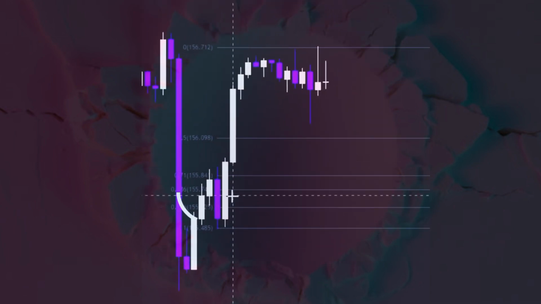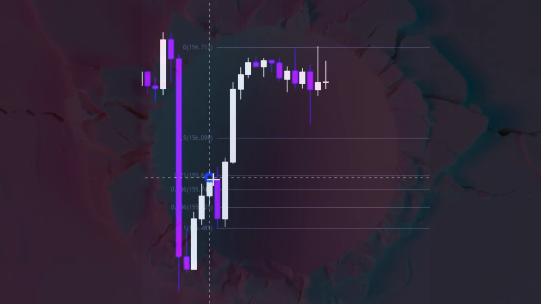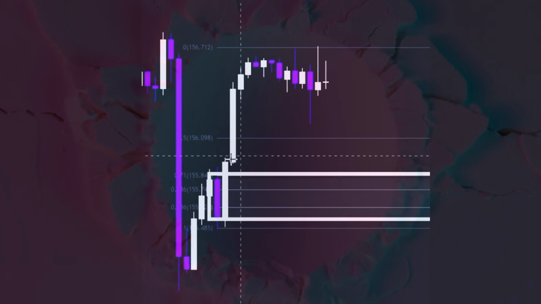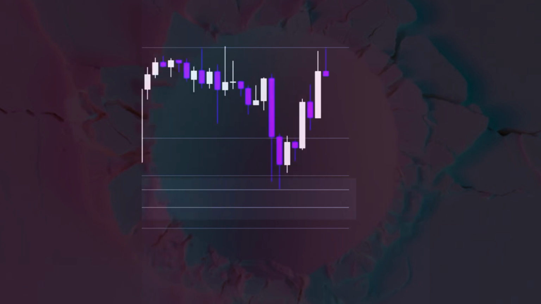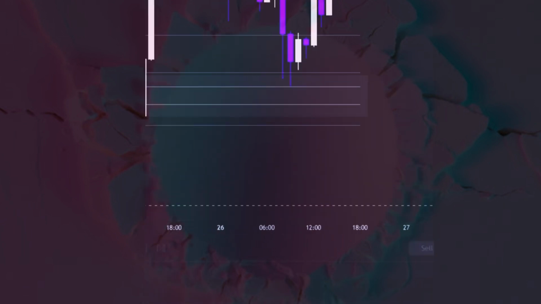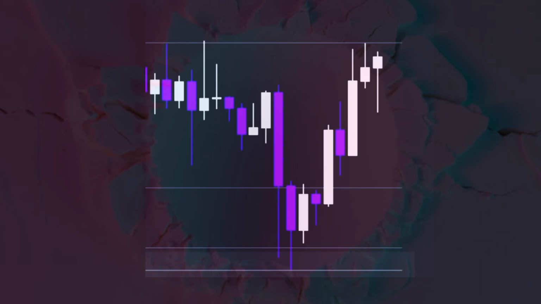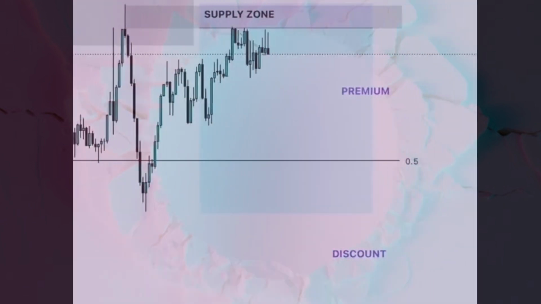Can we trade solely using premium and discount? No. You cannot trade solely using premium and discount zones. Premium and discount zones are part of a trading strategy, so you should use them with other concepts, keeping in view the current market structure.